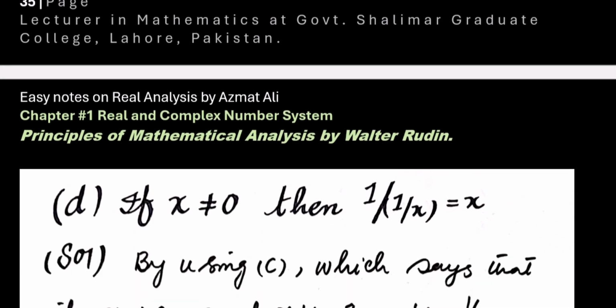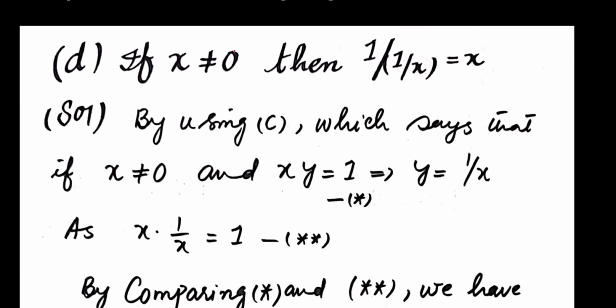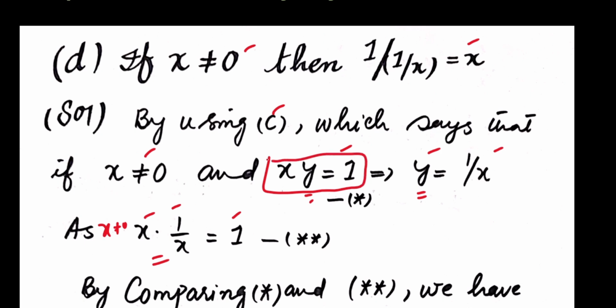The last part. If x is non-zero, then we have to show that 1 over 1 over x is equal to x. By using the C part, which says that if x is non-zero and the product xy is equal to 1, then y is 1 over x, that is, one of the numbers is the reciprocal of the other. As we know that x into 1 over x is equal to 1, and also here x is non-zero, so it satisfies the above result, which says if the product is equal to 1, then one can be written as the reciprocal of the other.